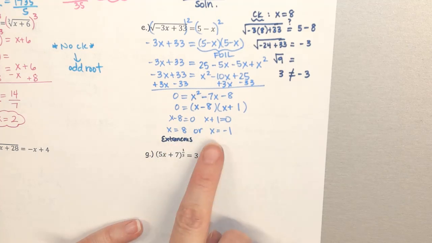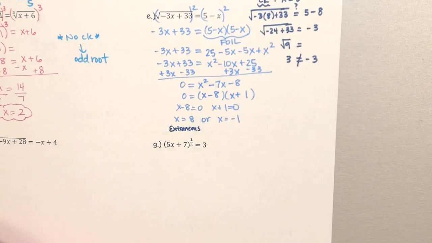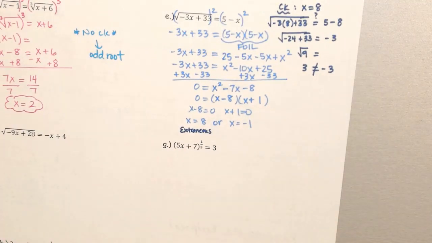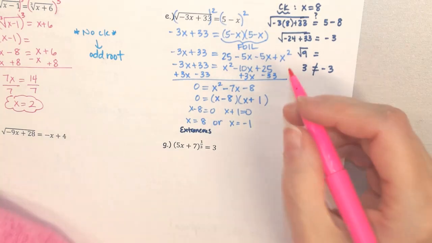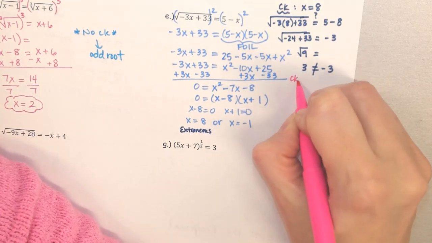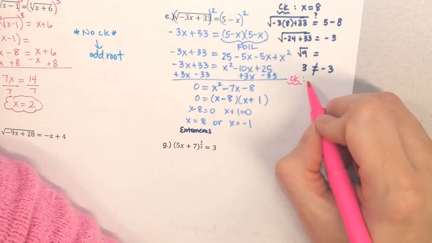Okay, and then we're going to check the negative 1. So if they're both extraneous, we're going to write no solution as our final answer. And if only one of them is extraneous, then that's going to be our final answer.